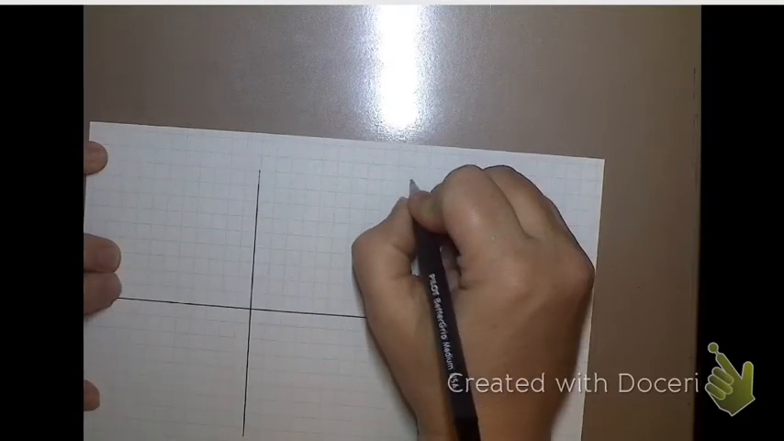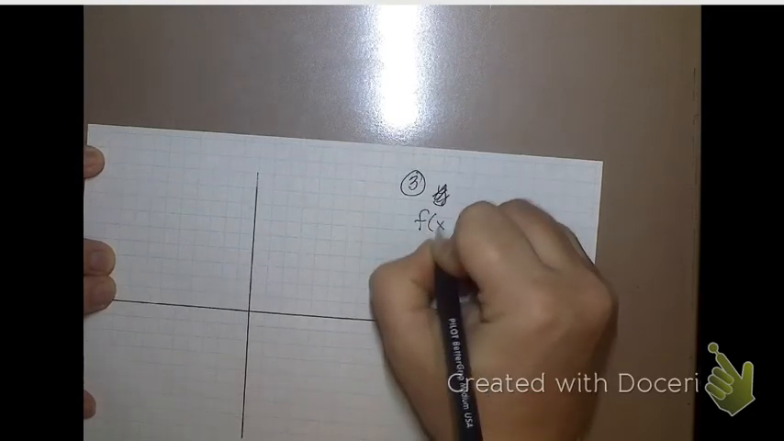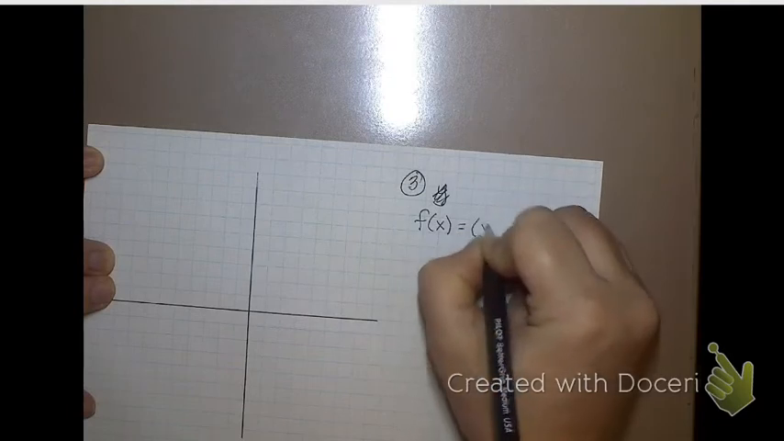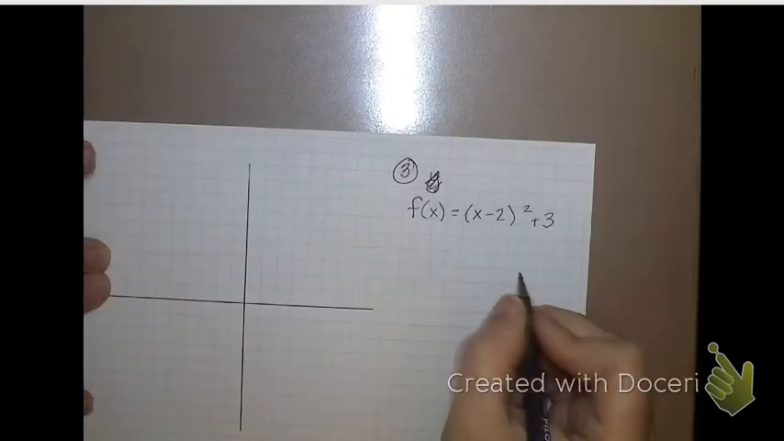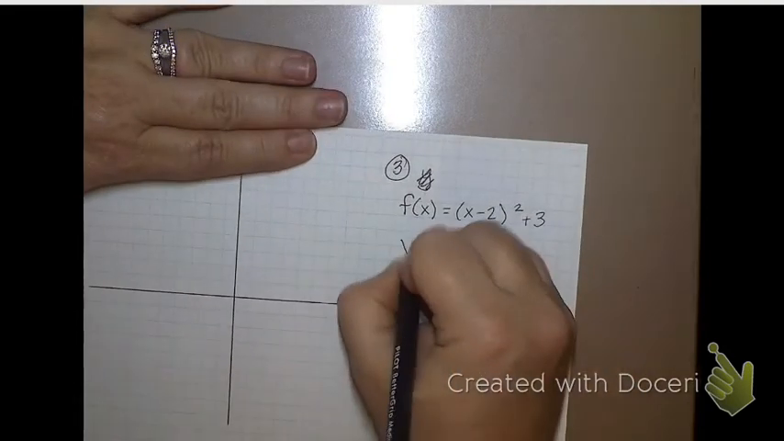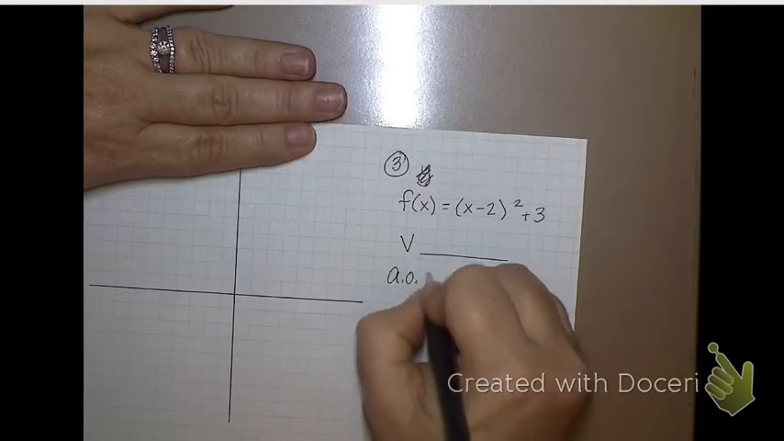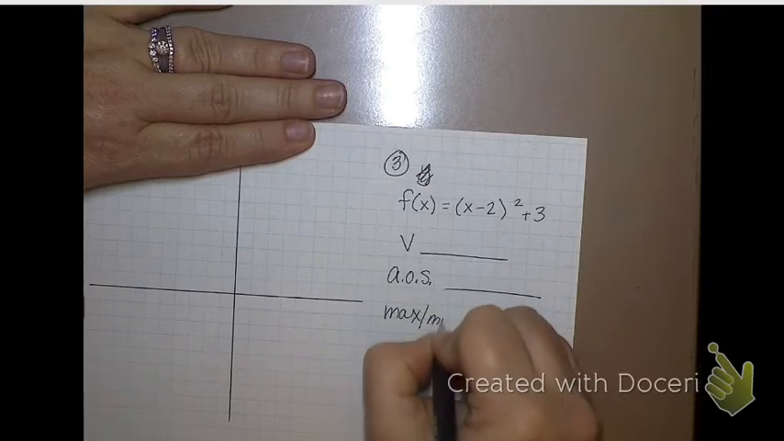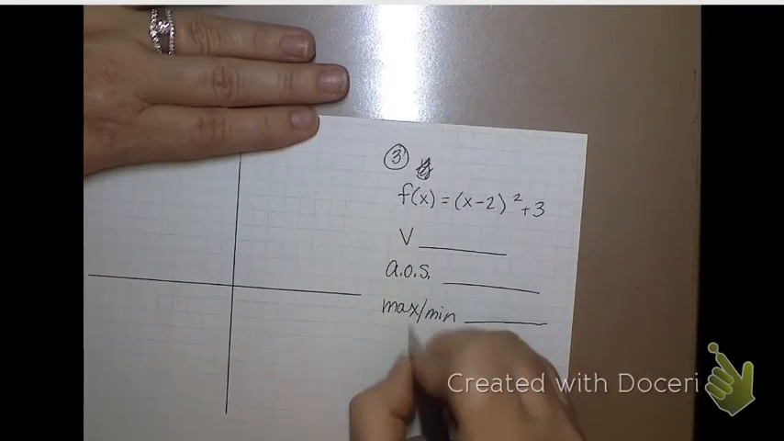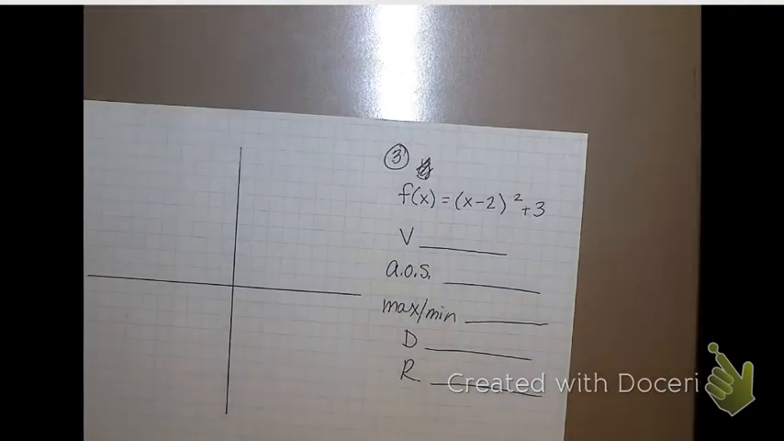So here's number 3. You ready? It says f of x equals (x minus 2) squared plus 3. It asks me to identify the vertex, the axis of symmetry, max and min, and domain and range. So I just want to make sure I have all that down.